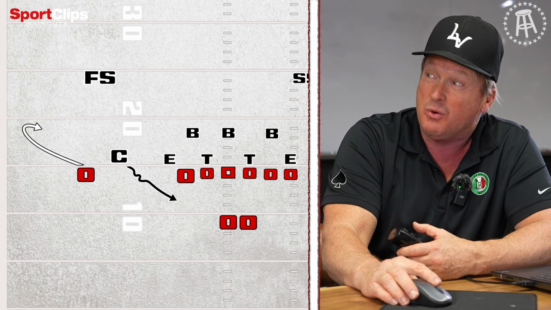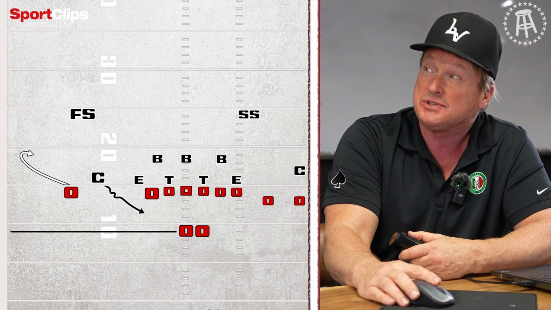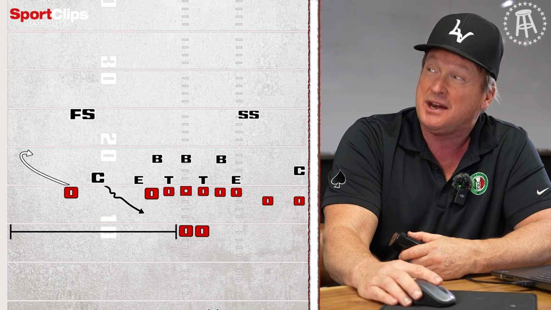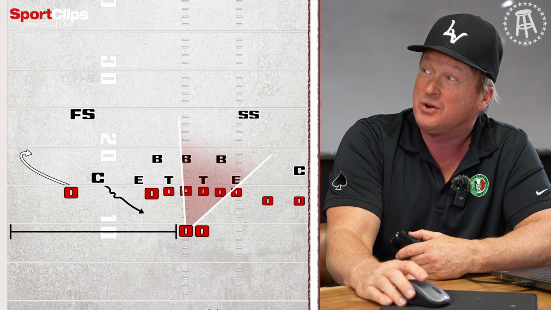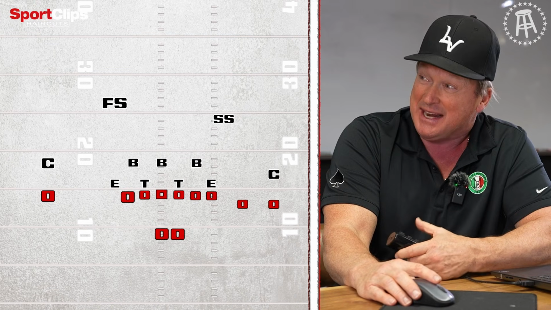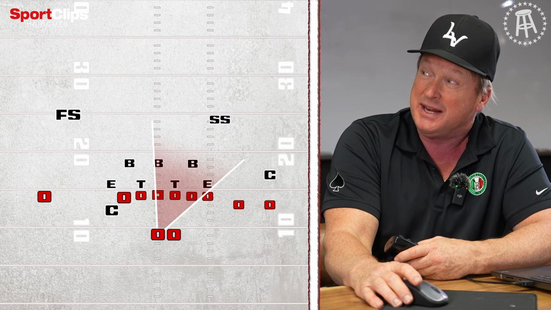Somebody's got to yell, watch the what? Cat. Watch the cat. And usually it happens on the short side of the field, particularly to the left side, because that's the blind side of a right-handed quarterback. But if you don't get a cat call and you don't make any communication, your quarterback could get hit hard.